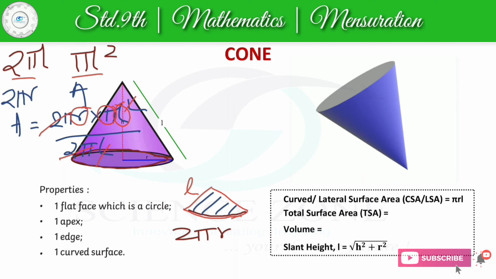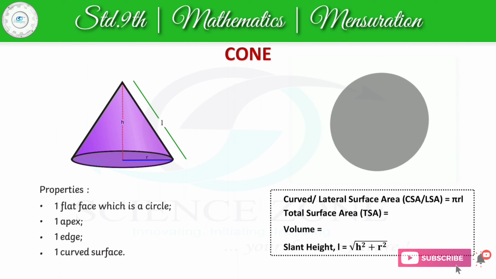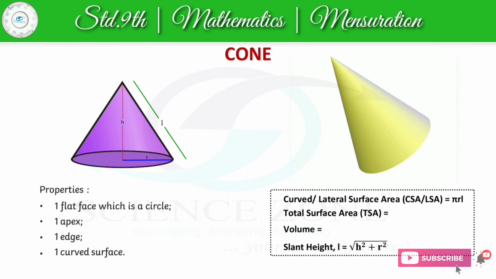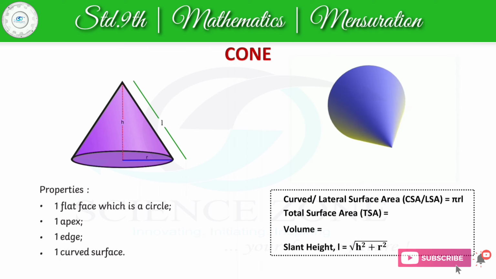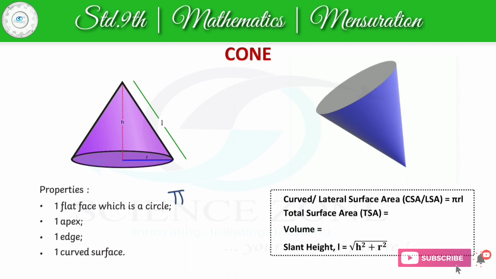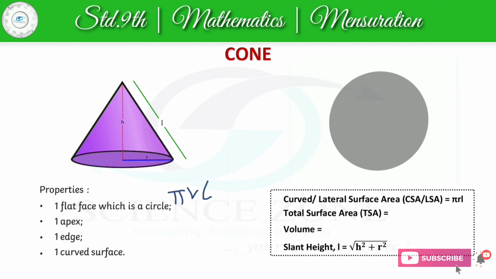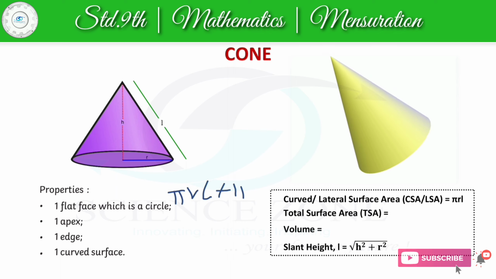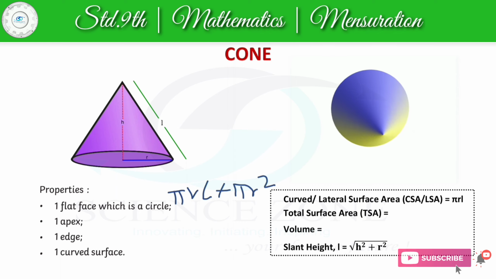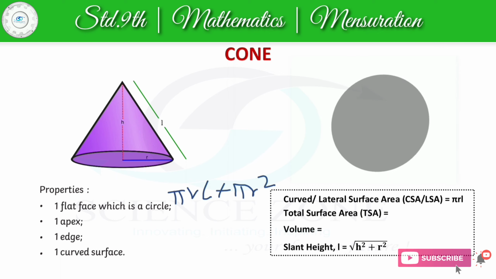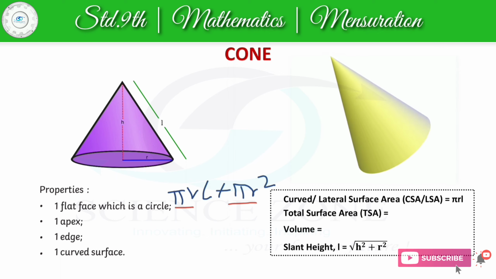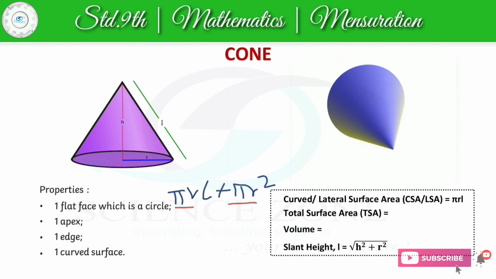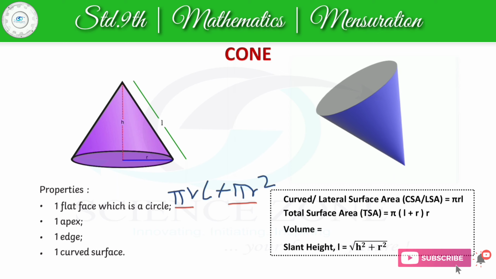Now, if we want to find total surface area of cone, we have to add the area of base to curved surface area of cone. Curved surface area of cone is pi r L plus area of base. Base is what? Circle. So area of circle is pi r square. From these two terms, we can clearly see pi r can be taken as common. So, total surface area of cone is given by the formula pi r into L plus r.